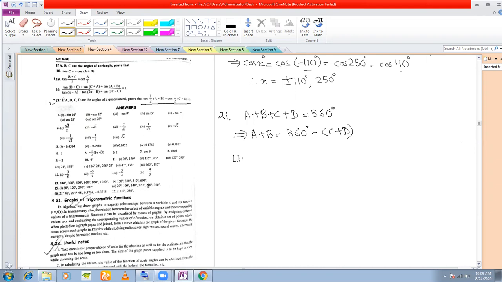So we start from the left hand side. Left hand side is cos half A plus B plus cos half C plus D. Since I have written A plus B in terms of C plus D, I try to change this angle in terms of C plus D. So I write this as cos half of 360 minus C plus D, and this I write as it is.